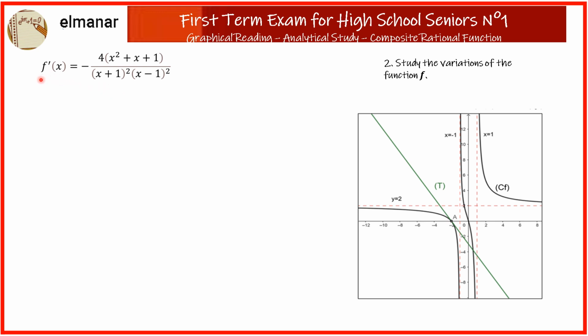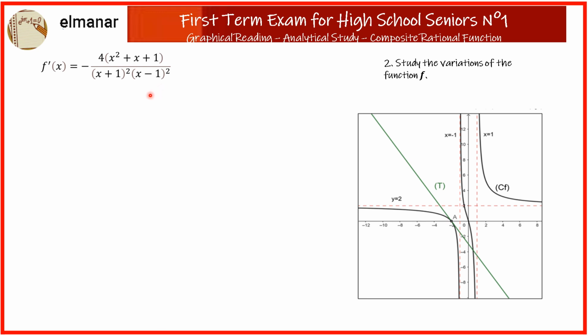Derivative expression. The derivative of the function f, commonly referred to as f prime, is presented in a fractional form. It can be expressed as follows: f prime of x is equal to -4 multiplied by the sum of x squared plus x plus 1, all of which is divided by the product of the square of the expression x plus 1 and the square of the expression x minus 1.